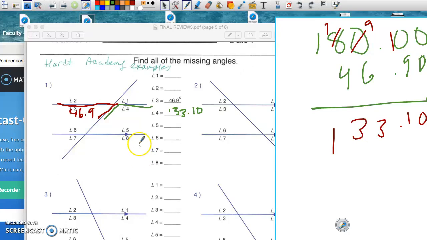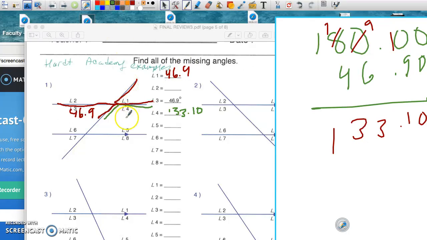So it's going to look like this. Watch this. Let's see if we can follow this. All right. This angle corresponds to this angle. So this angle is 46.9. Guess what this angle is going to be? That's right. Angle 3 will correspond to angle 1. So this will be 46.9.